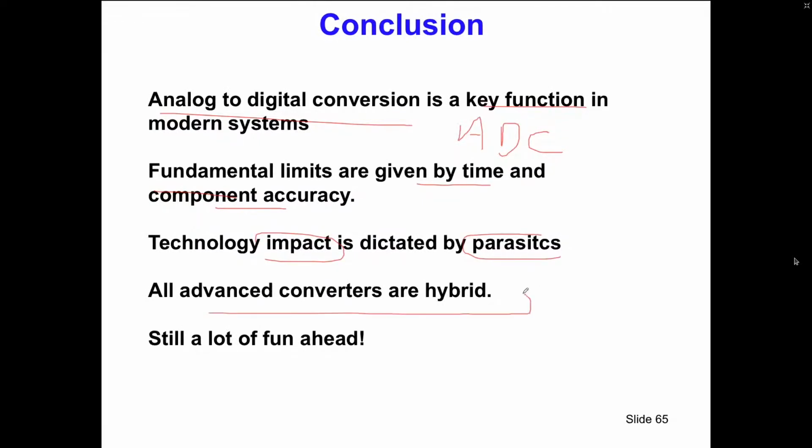All advanced converters now use multiple A to D conversion systems and are therefore called hybrid. And I still look ahead with a lot of joy because I see still quite a bit of things going on that make me pretty happy.